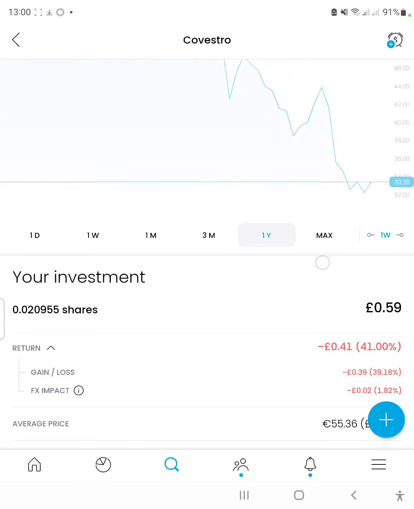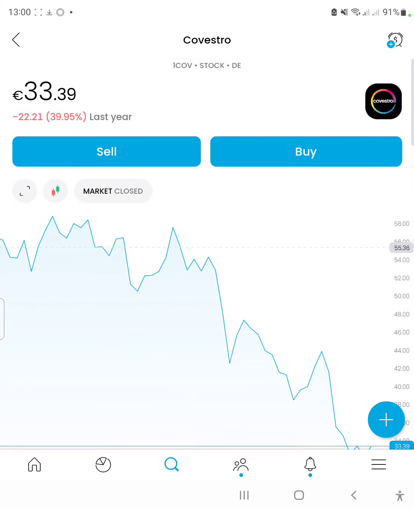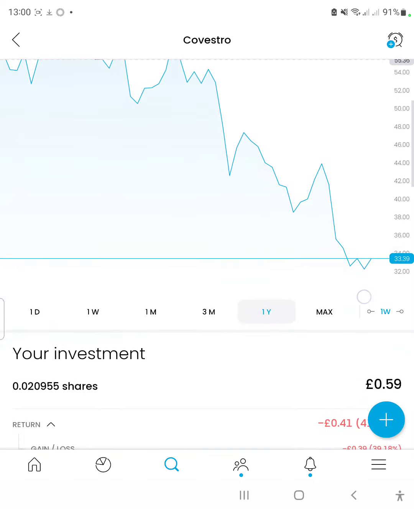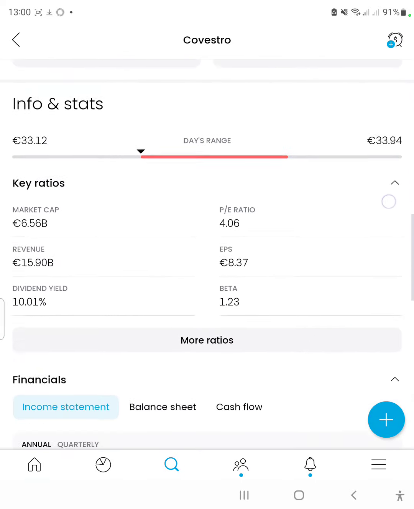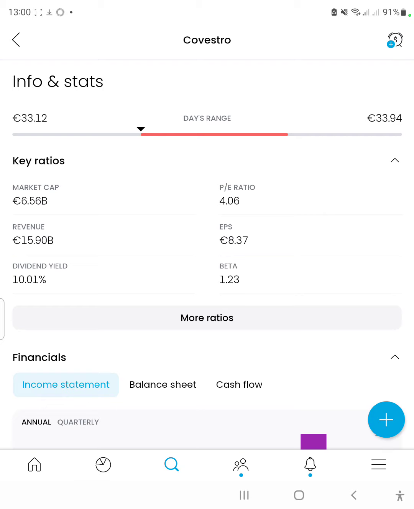So we're going to look at the performance over the year. So it's gone down. The stock has gone down by 39%, almost 40%. Does that justify a 300% gap? Sorry, a 200% gap? No, but I guess it justifies some of it. The dividend yield is 10, which is actually quite good.